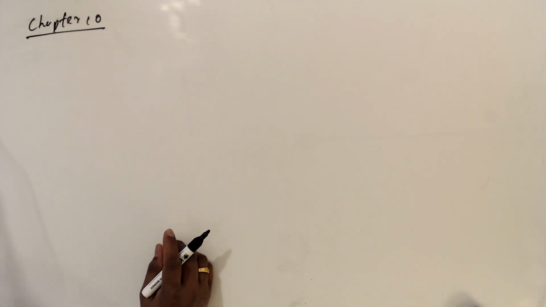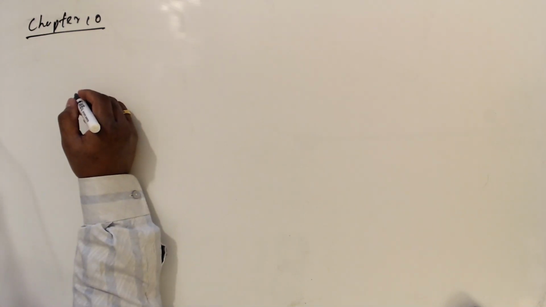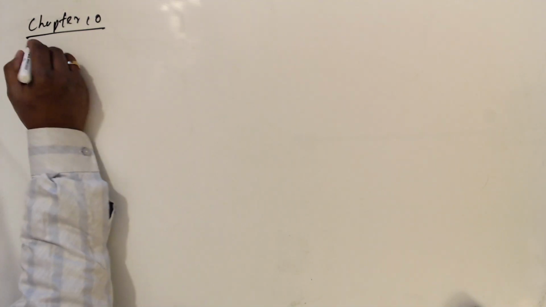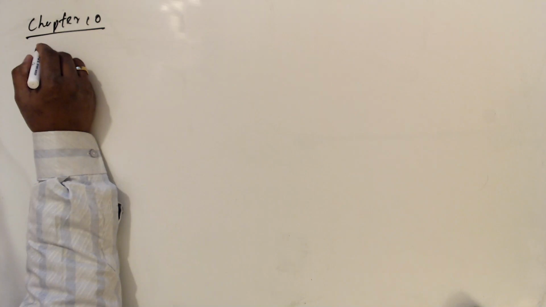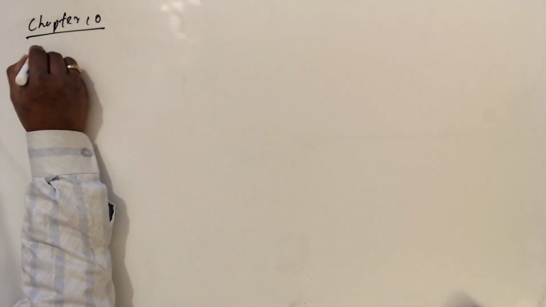Chapter 10, Trigonometric Identities and Equation. First of all, we didn't discuss this in chapter 9 because we didn't get a chance. What is trigonometry?